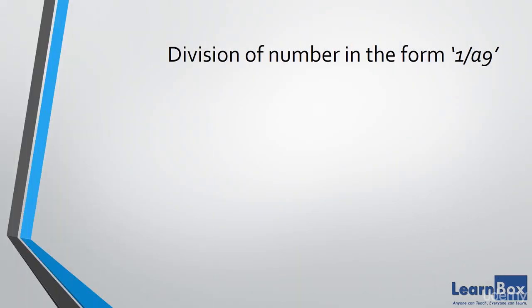Using Ekadhikena, we have seen how to divide a number in the form of 1 by a9. But this technique can also be used to divide a number, for example 2 by 19. The process is similar. First we have to find the number one more than the previous one, so this will become 2, and let's start the process.